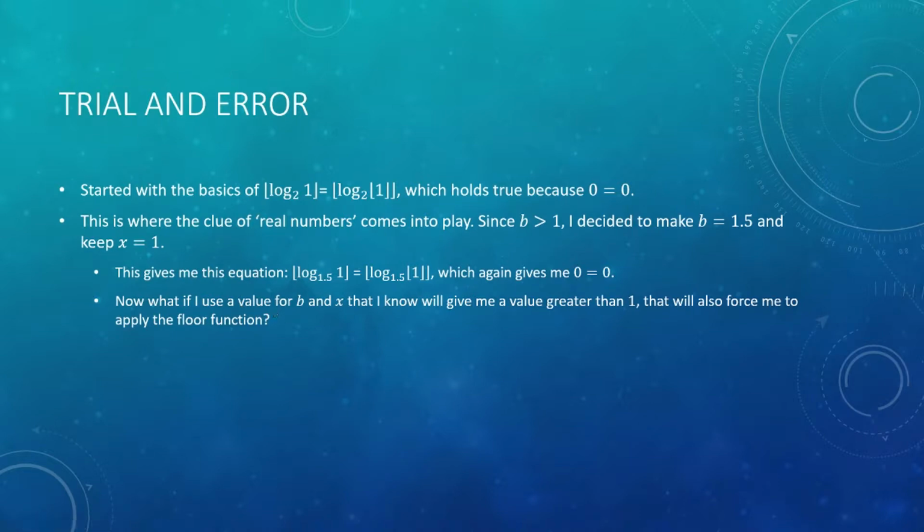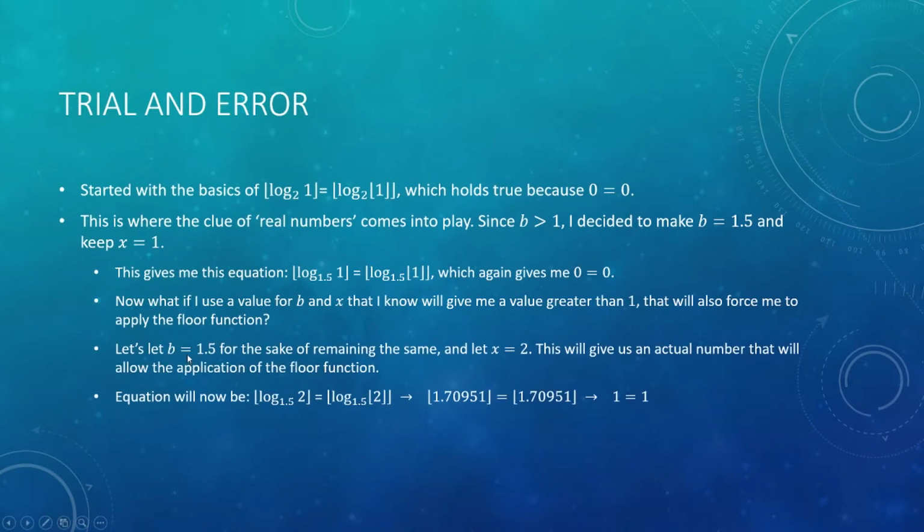Now what if we used a value for b and x that I know will give me a value greater than 1 that will also force me to apply the floor function? So we're going to keep b as 1.5 for the sake of being consistent, and we're going to let x equal 2 because this will give us a number that's greater than 0, and it will also force us to use this floor function because 1.5 raised to some decimal will only give us 2. So now this is our equation, and what we get is 1.70951 equals this. So now again we have 1 equals 1.